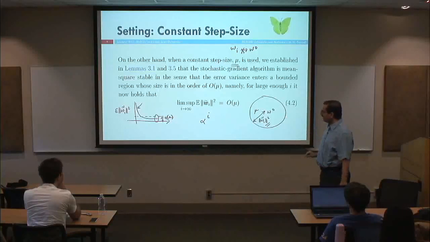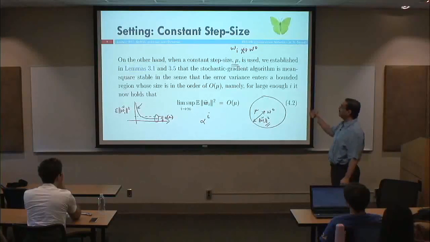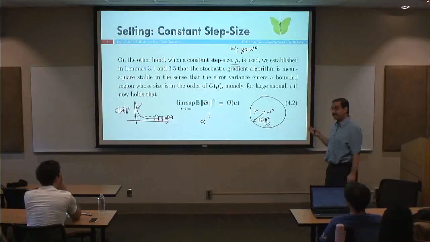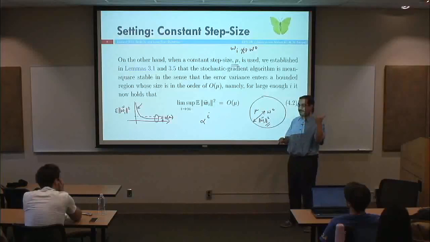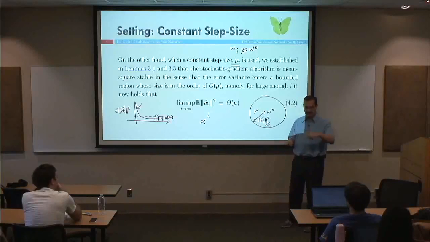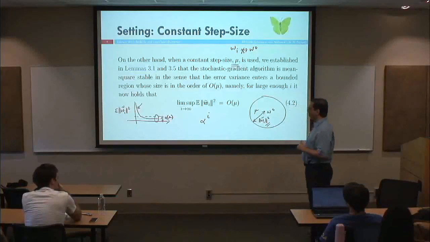If the size of that error is good enough for you, then using a constant step size is advantageous because you will converge to that level very fast, much faster than converging to zero with a decaying step size. So that's one element of this comparison.